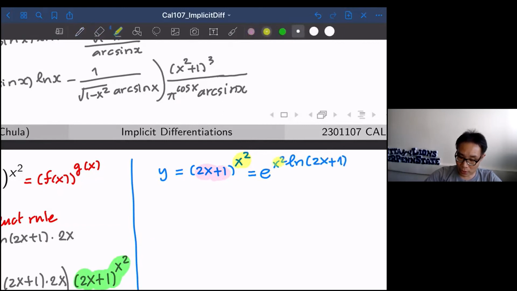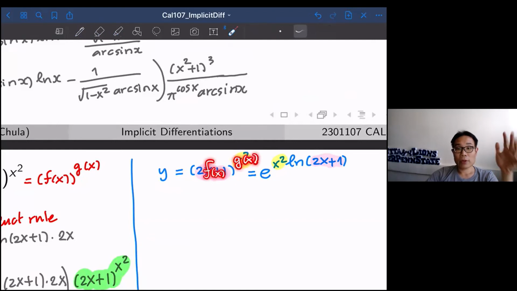So it's f(x) to the g(x), which becomes e to the g(x) log f(x). This is what we saw on the previous page: we write f(x) to the g(x) in terms of e to the g(x) log f(x). This allows you to find y prime directly from the exponential rule. So you differentiate e to the u.